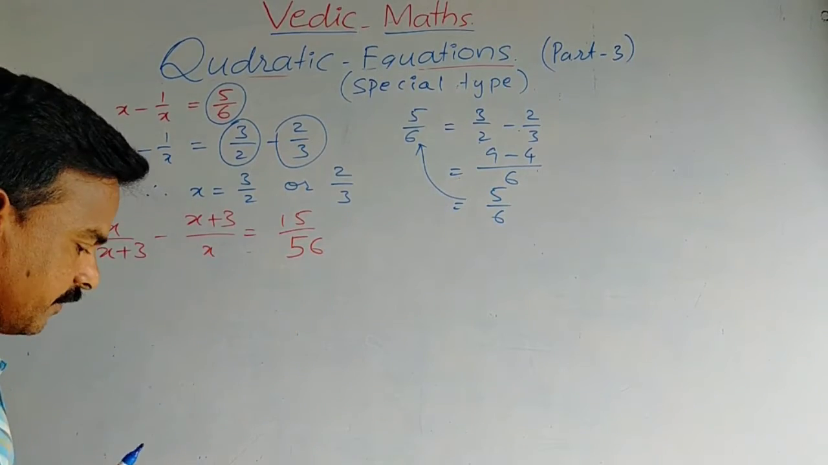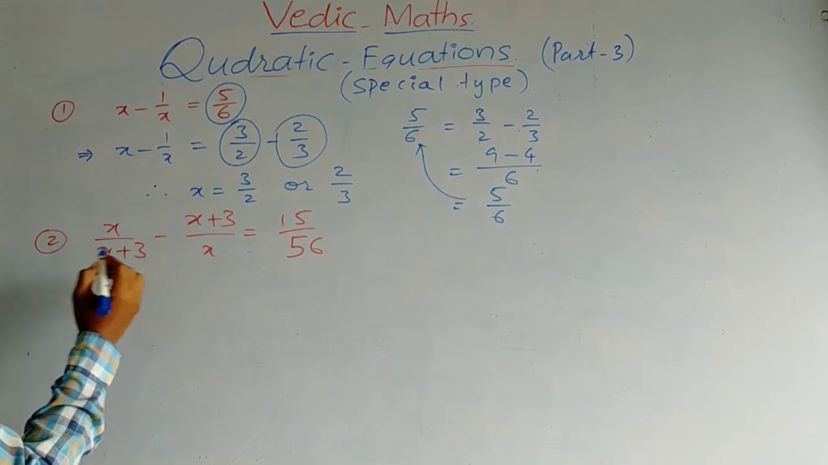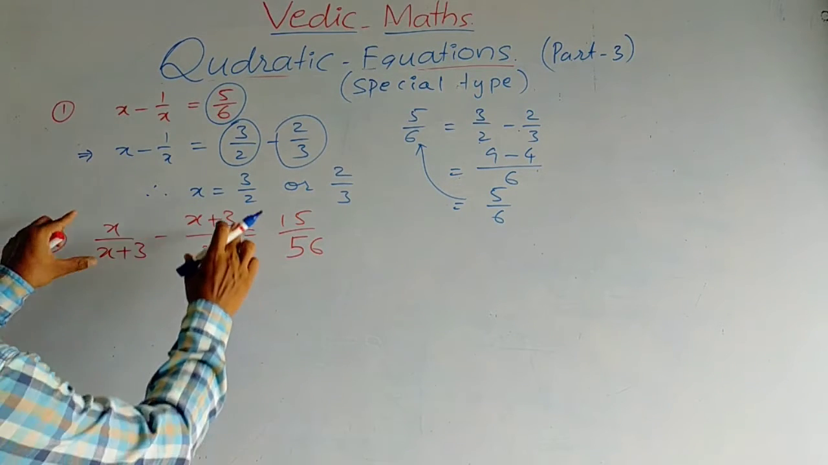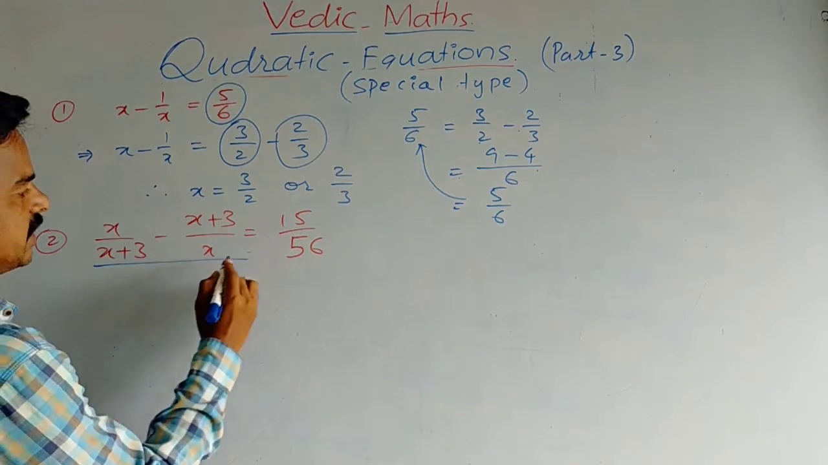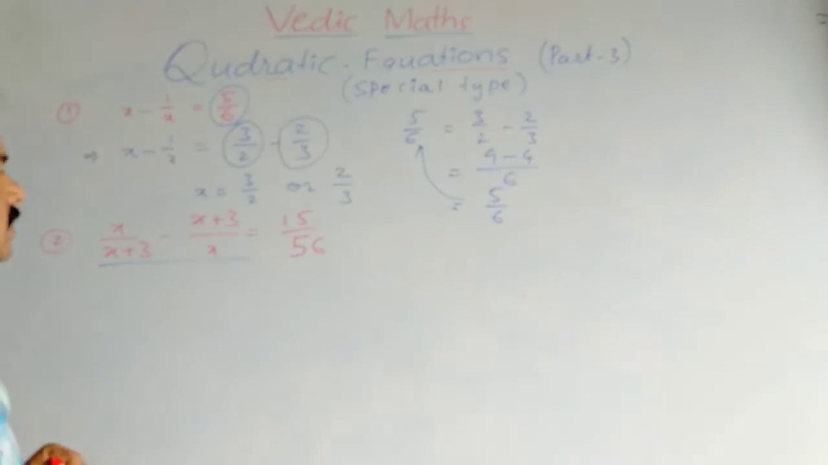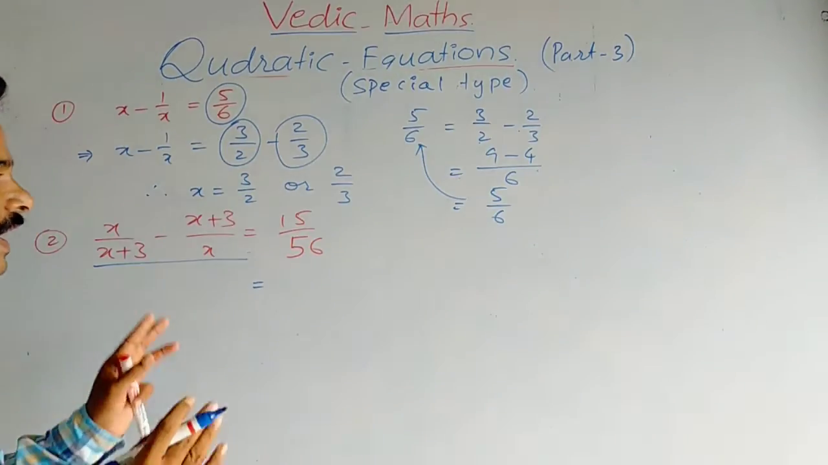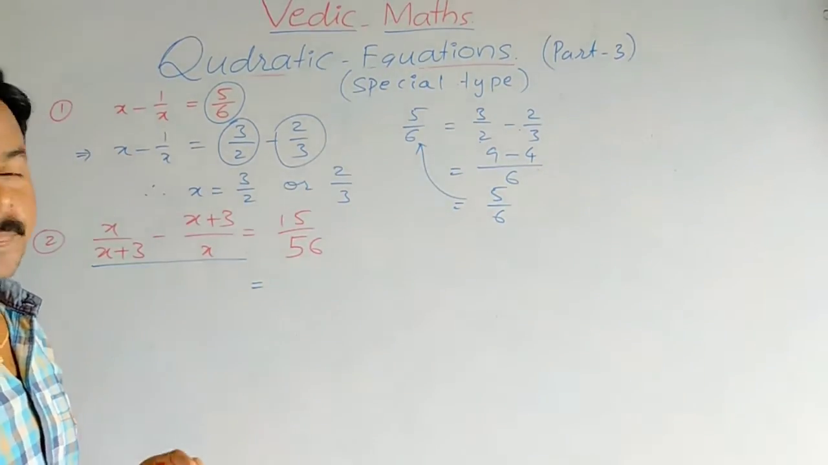15 by 56. You see here x by x plus 3 and x plus 3 by x are reciprocals of each other. That means the left hand side of this equation is a difference of two reciprocals. So we have to change the right hand side also into a difference of two reciprocals. How can we do that?